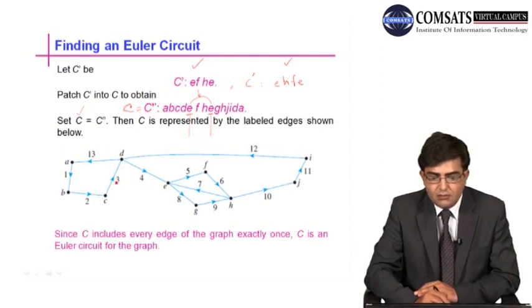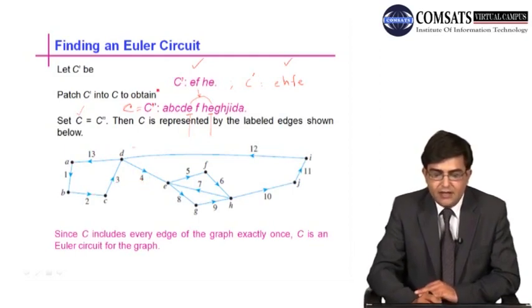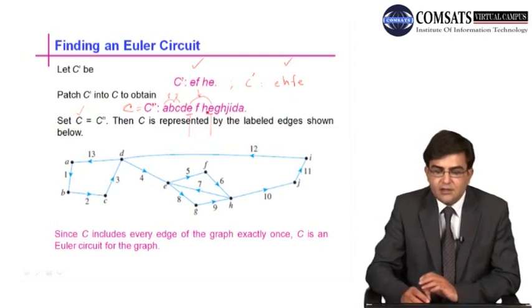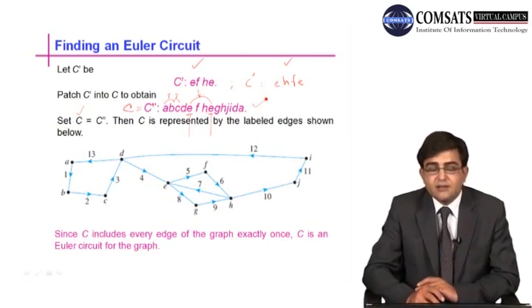1, 2, 3, 4, because in AB there is edge 1, in BC there is edge 2. You can check 1, 2, 3, 4, 5, 6, 7, we go here 8, 9, 10, 11, 12, 13. So every edge has been utilized here in this circuit, every vertex has been utilized. And also one more thing, every edge has been utilized exactly once.